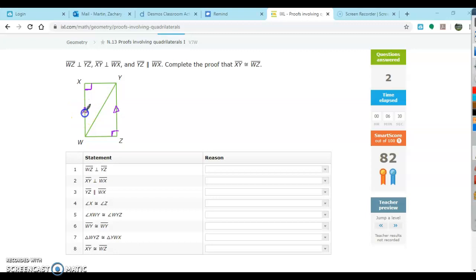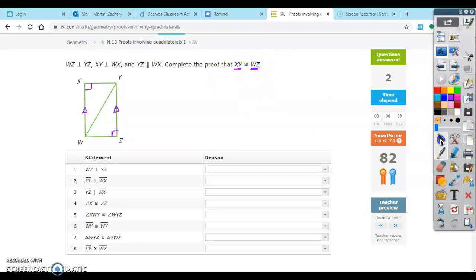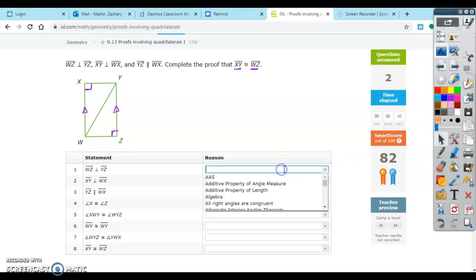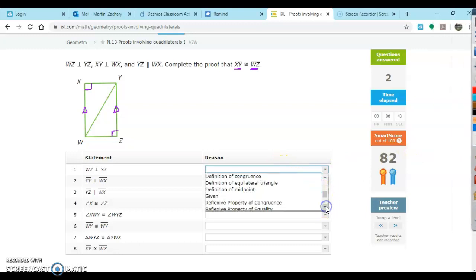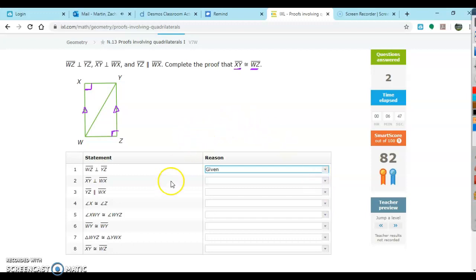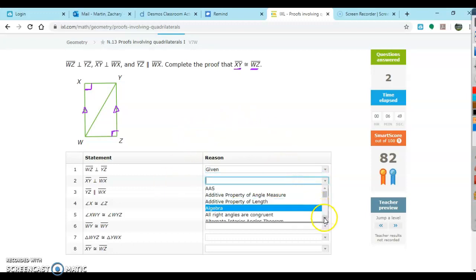Okay, so parallel lines. Complete the proof that segment XY is congruent to segment WZ. Well, I believe this statement here was given. That was given to us earlier. This statement here was also given.